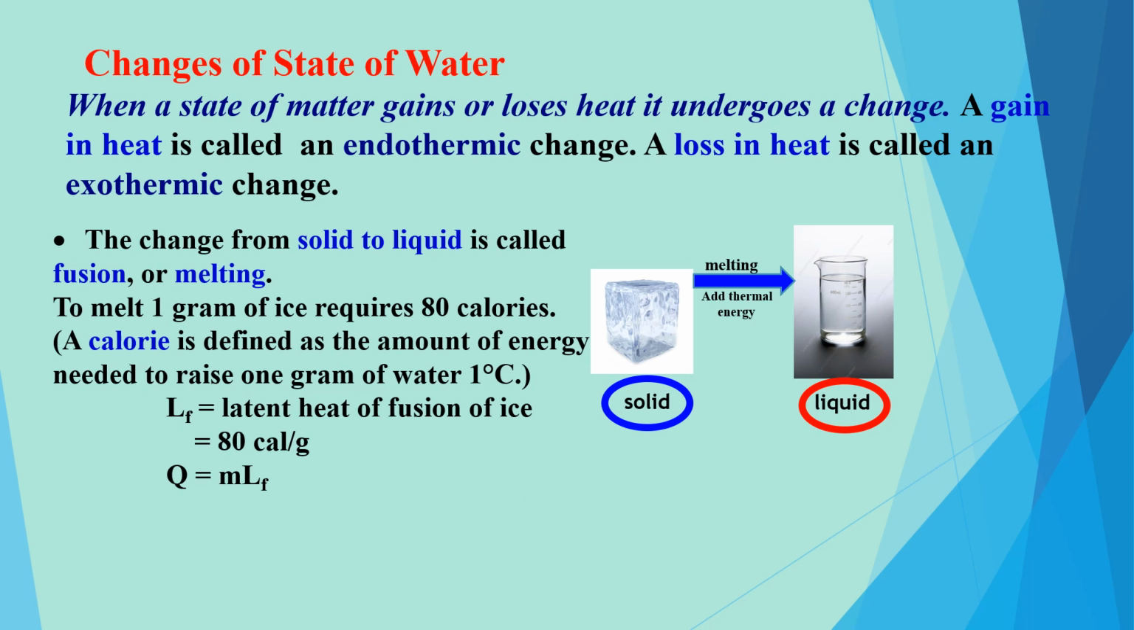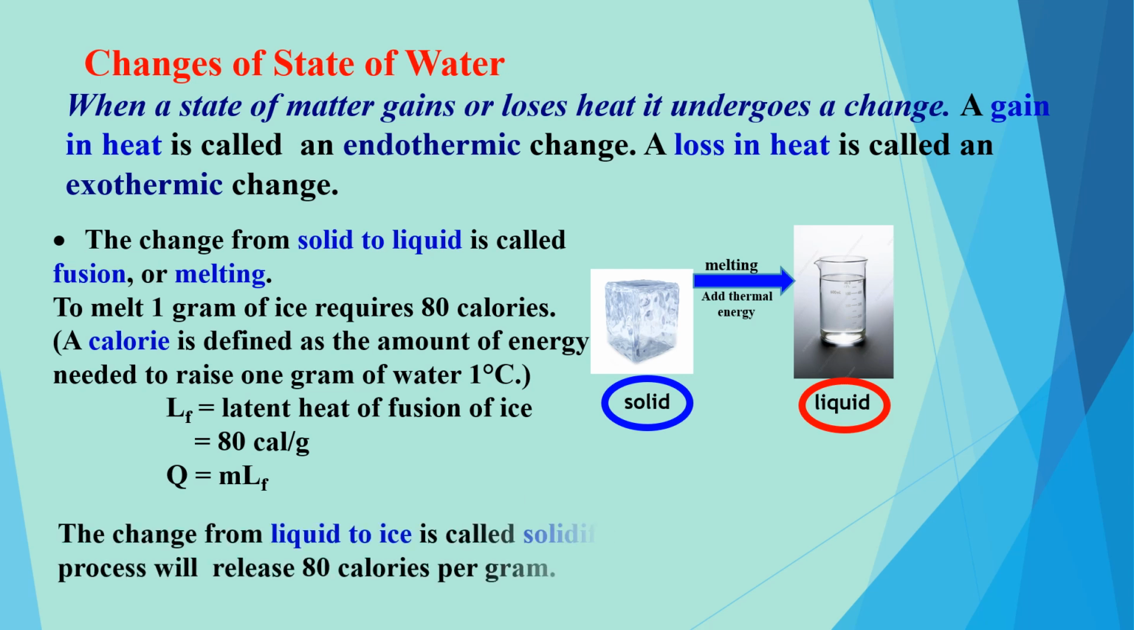If we have m grams of ice, the amount of heat that is required to melt all of those grams of ice is given by the formula Q equals m times L sub F. The change from liquid to ice is called solidification or freezing. This process will release 80 calories per gram.